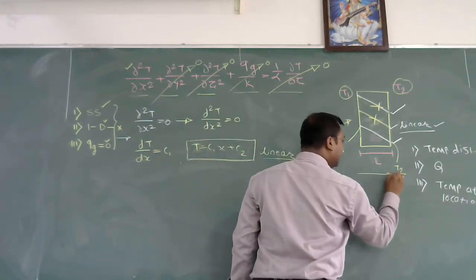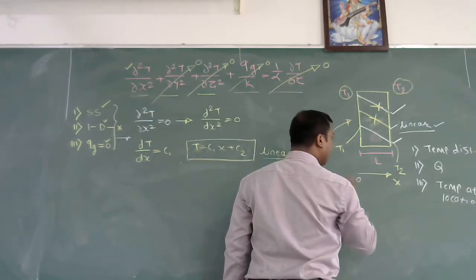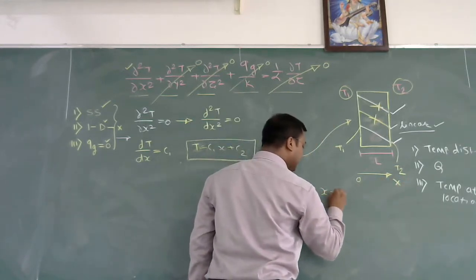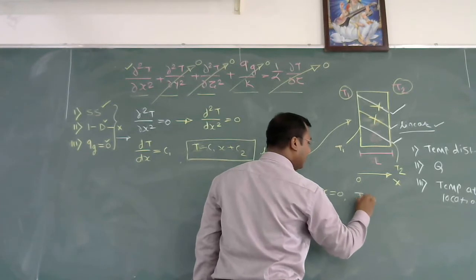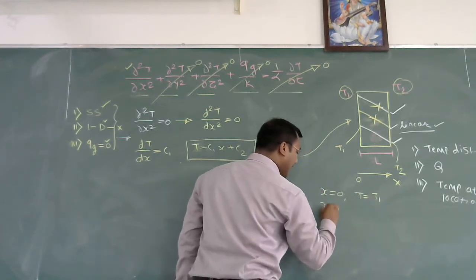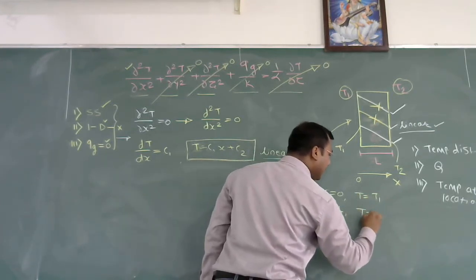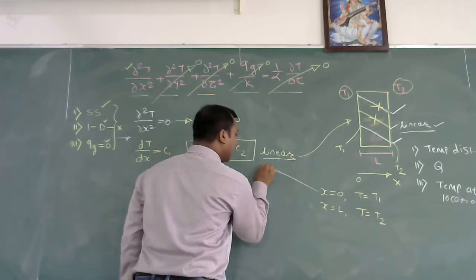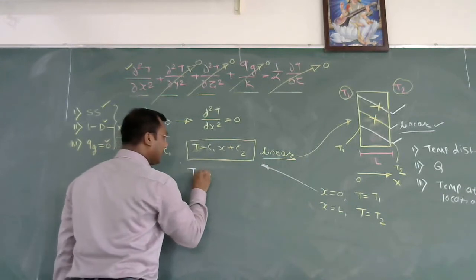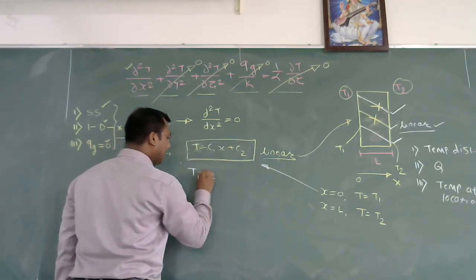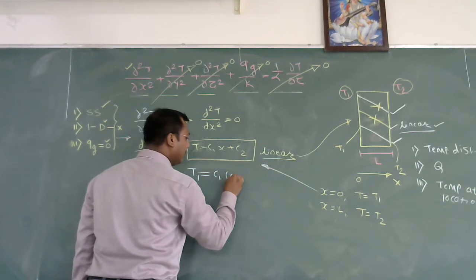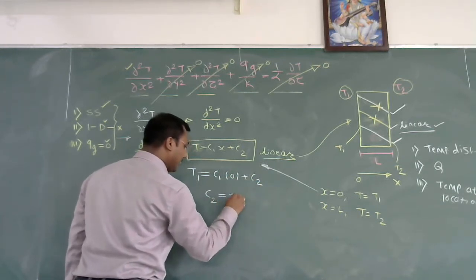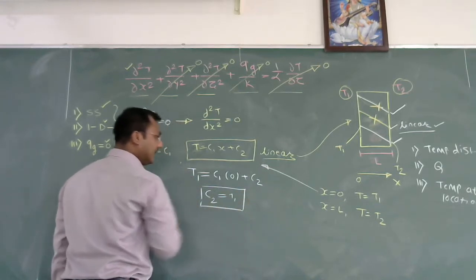Now we will solve this for the boundary conditions. I will consider this as the positive direction of the x-axis, x is equal to 0, x is equal to L. So the boundary conditions become: at x is equal to 0, T is equal to T1. At x is equal to L, T is equal to T2. If I put the first boundary condition in the equation, I get T1 is equal to C1 into 0 plus C2. So this clearly gives C2 is equal to T1.